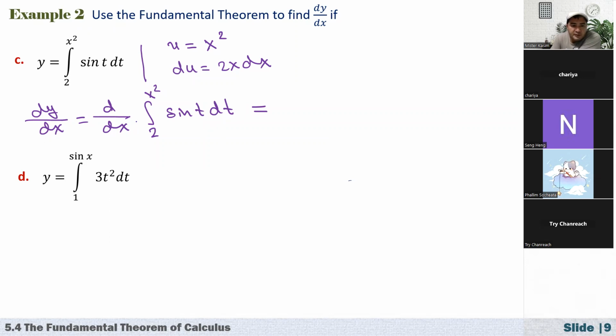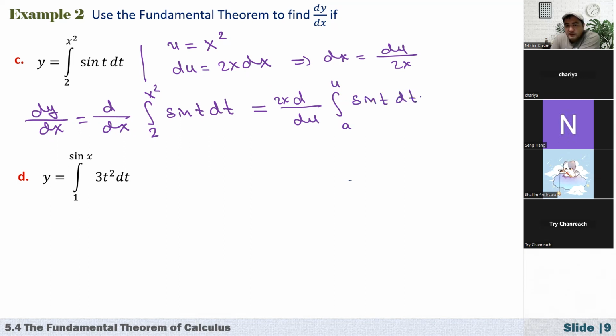Look, this x, everything that we change into u. And from here, what is dx? dx is equal to du over 2x, right? So here we have du, and I have 2x. So the integral from a to u of sine of t, or even I can write x here, dt. That's equal to 1 over 2x times sine of u. What is u? Sine of u is equal to sine of x squared.